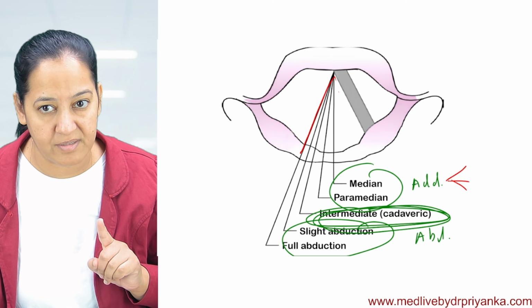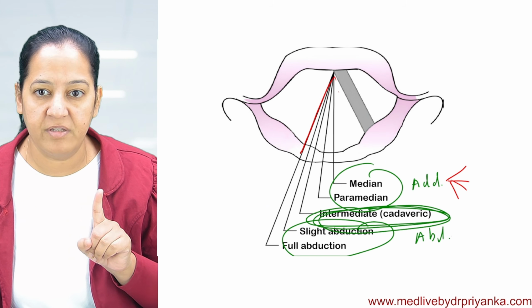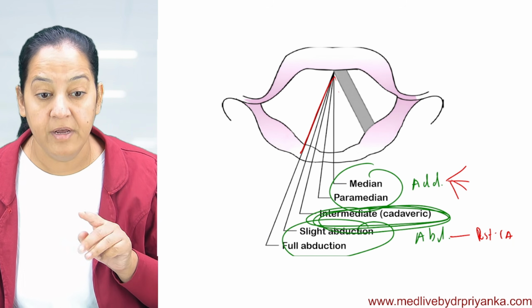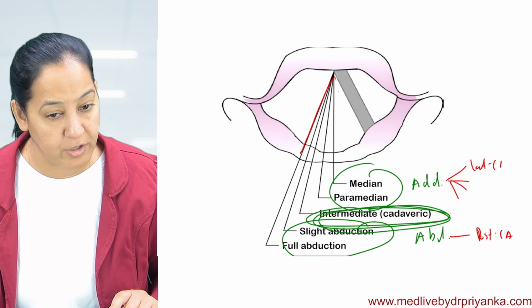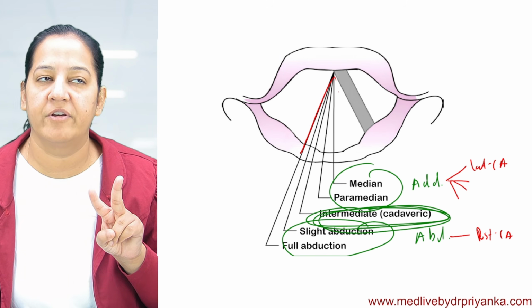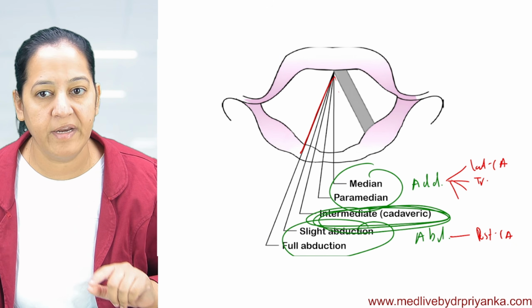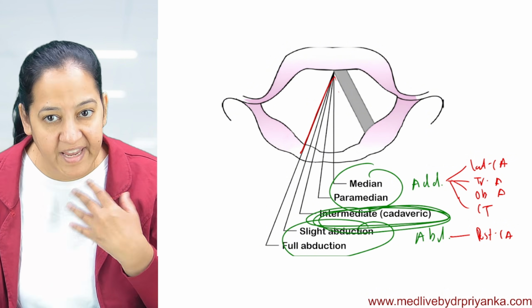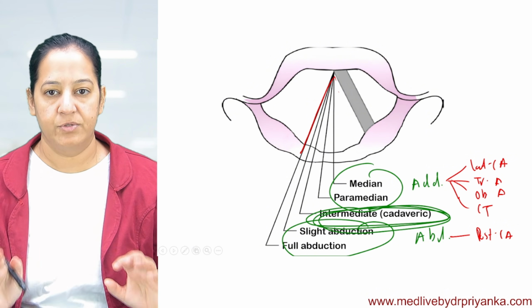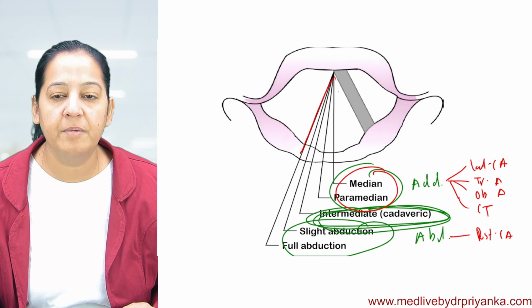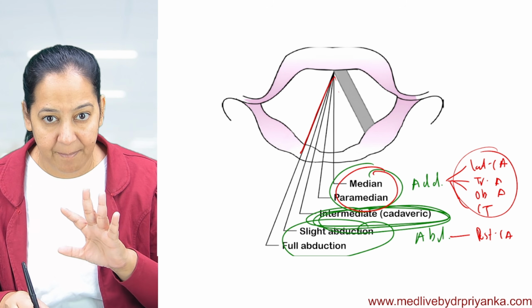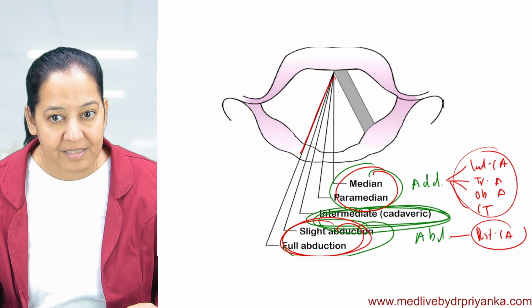Adductors, there are 4 adductors I taught you. Name them. And abductor, there is only one abductor. The one and only abductor is posterior cricoarytenoid. The 4 adductors: lateral cricoarytenoid is the main one. After that, the 2 interarytenoids, I mean transverse arytenoid and oblique arytenoid. And the last one was cricothyroid, which was a weak adductor, but it was an adductor. So for median and paramedian positions, we need these 4 muscles. And for slight abduction and full abduction, we need this muscle.